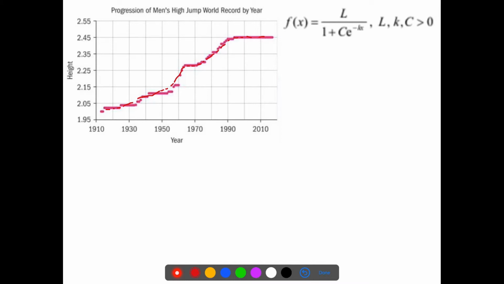Now, it's interesting if you go and look at the history of what's going on here. There's several things that happened. One of the flat spots is when one of the world wars happened. There was a time period when the high jump record didn't change much because not everybody was participating. There's also a point where the height shoots up. That's because they started the Fosbury flop.